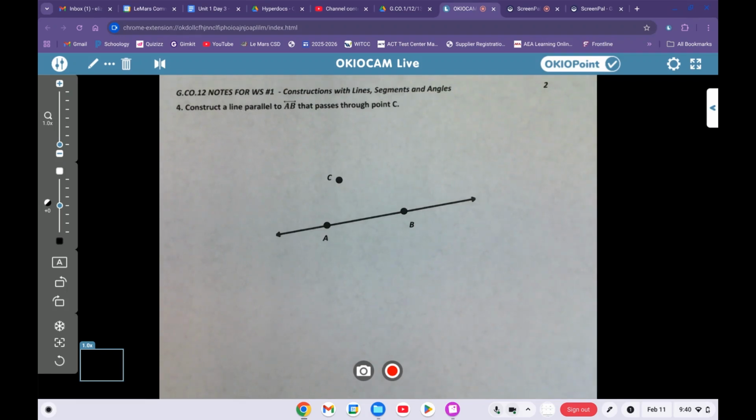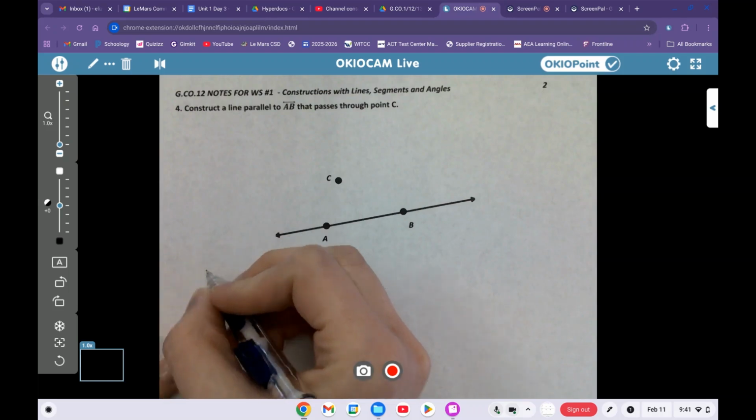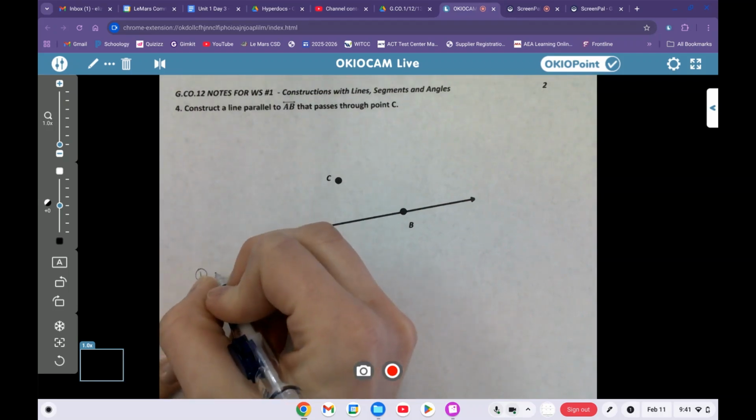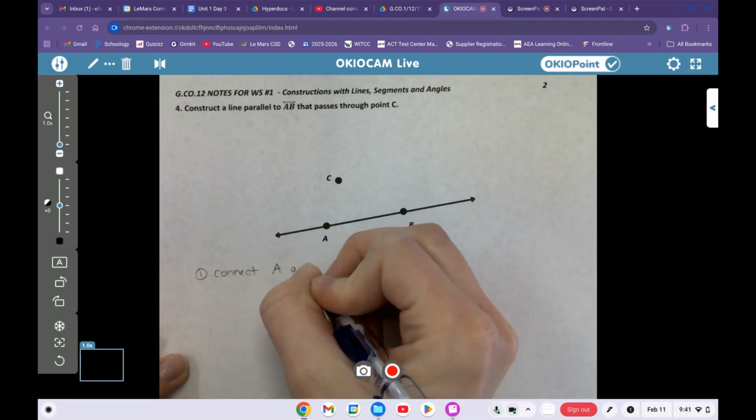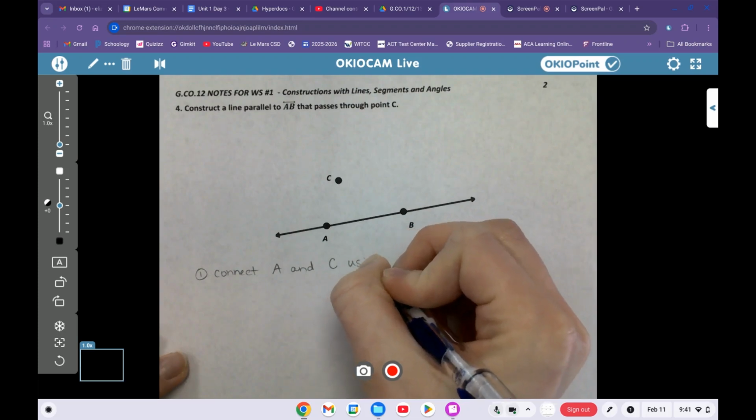So not only do I want to create a line that's parallel to AB, but I also want to make sure that it goes through that point C. So I can't just draw a parallel line wherever I want. I have to make sure that I'm also going to put it through that point C that they're giving me. Okay, we're going to use a little bit of the construction that we did yesterday with the angles to help us do this. All right, but the first thing I need to do is actually create an angle. And so step one, I'm going to write steps down here again. Step one is that I'm going to connect A and C using a straight edge.